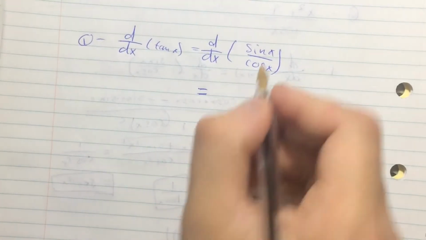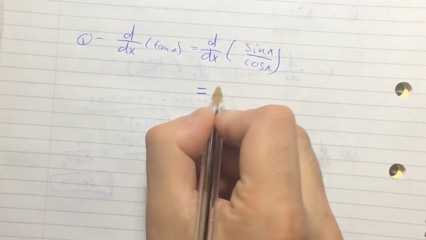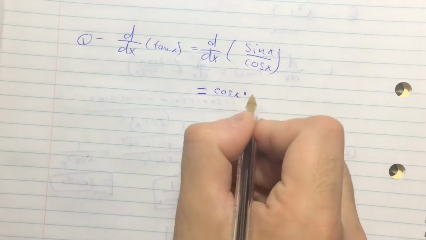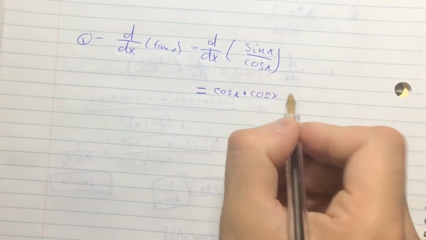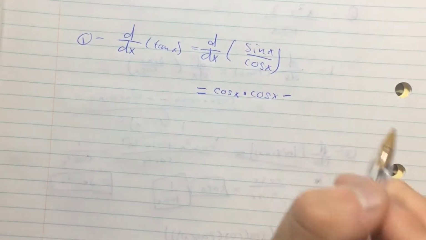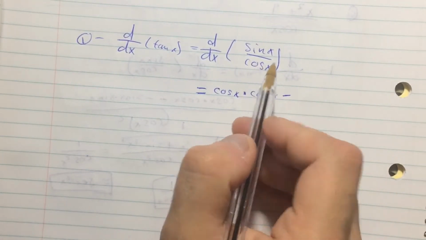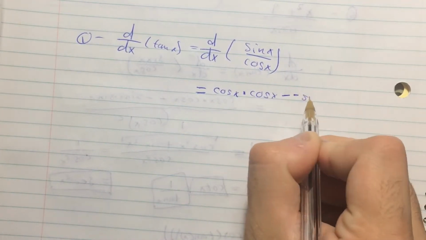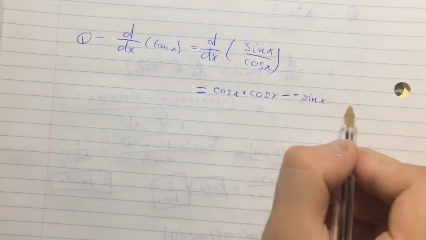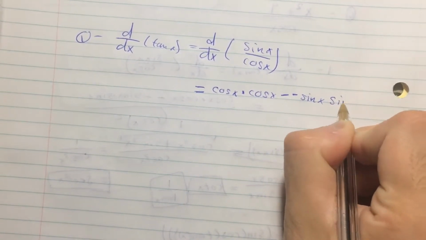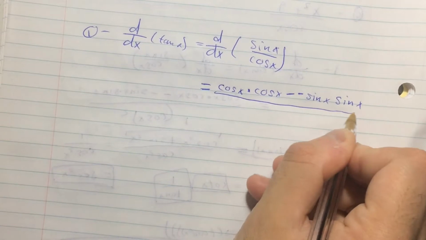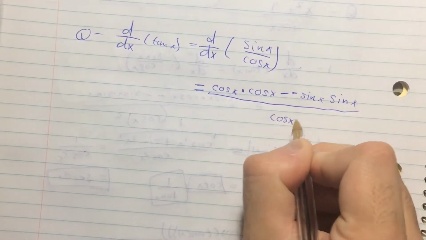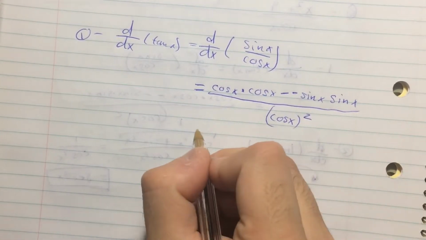So, we take the derivative of the top, so that's cosine of x, and then we multiply it by the other term, which is just cosine of x, and then we subtract. Now, we take the derivative of the bottom, and the derivative of cosine is negative sine of x, and then we multiply it by the top, so that's sine of x. And that's all over, just like I said before, the original bottom function squared. So it's all over cosine of x squared.